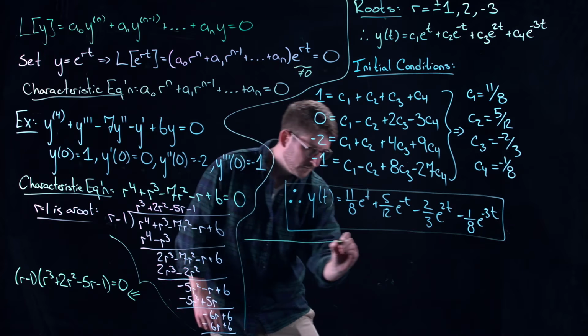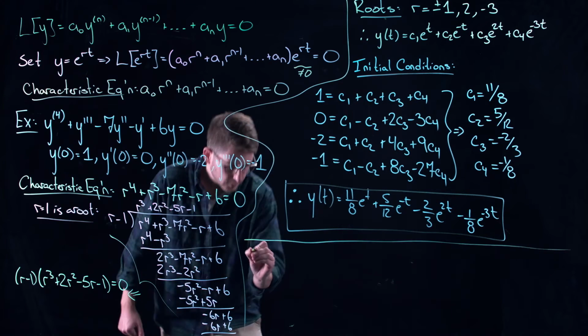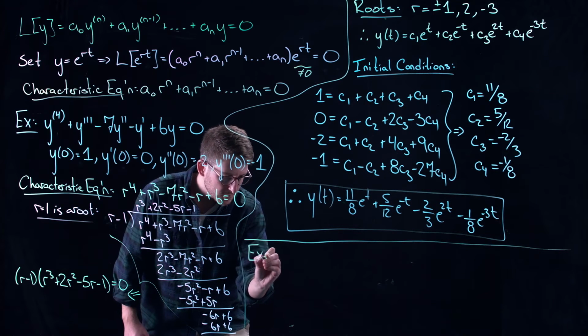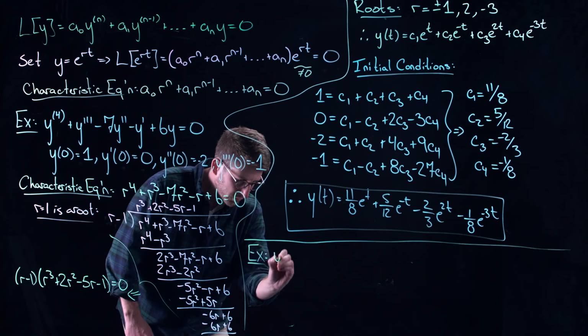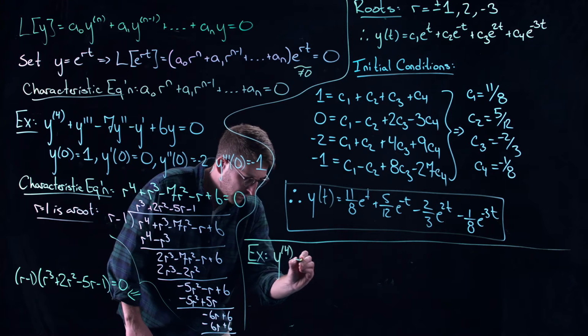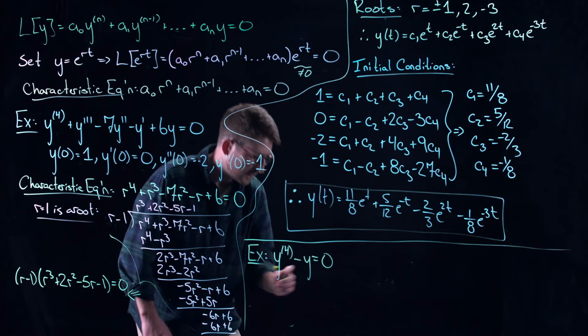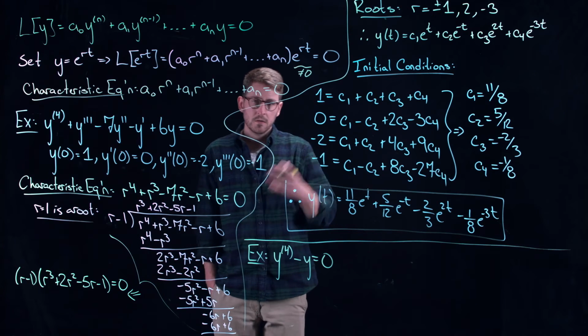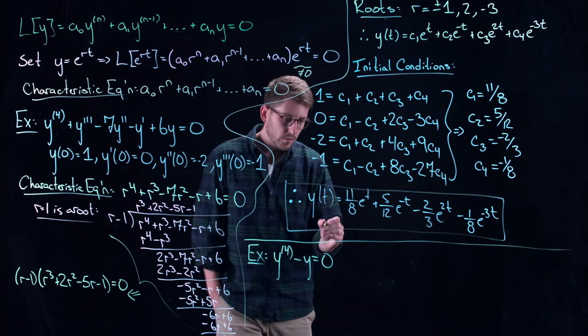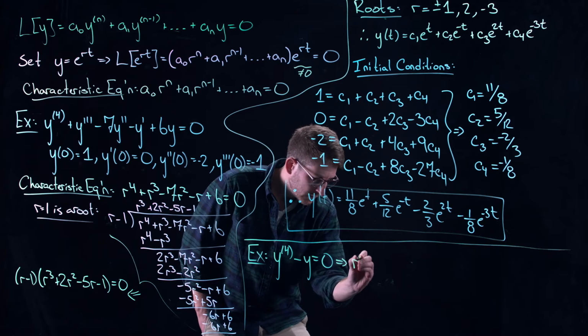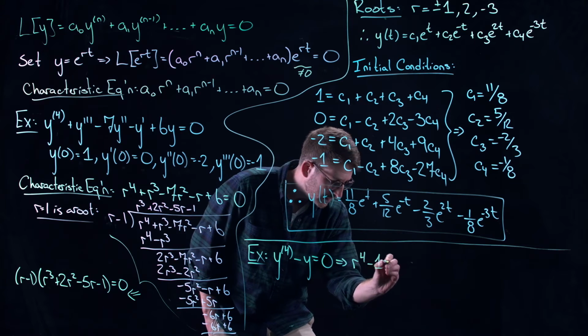Let's keep rolling. Let's do another little quick one here while we have a little bit of board space left. Fourth derivative of y minus y itself is equal to 0. Okay, characteristic equation right off the bat. r to the 4 minus 1 is equal to 0.